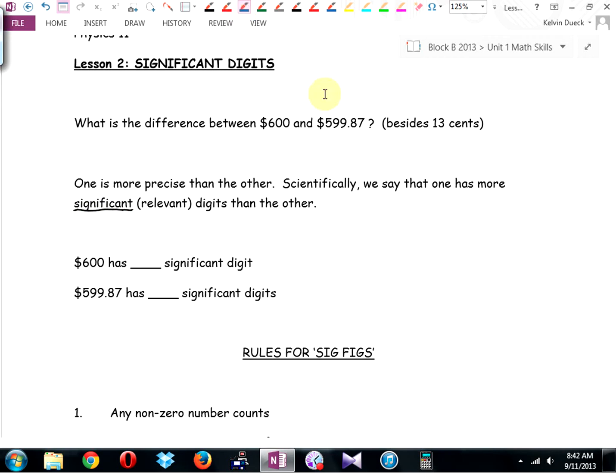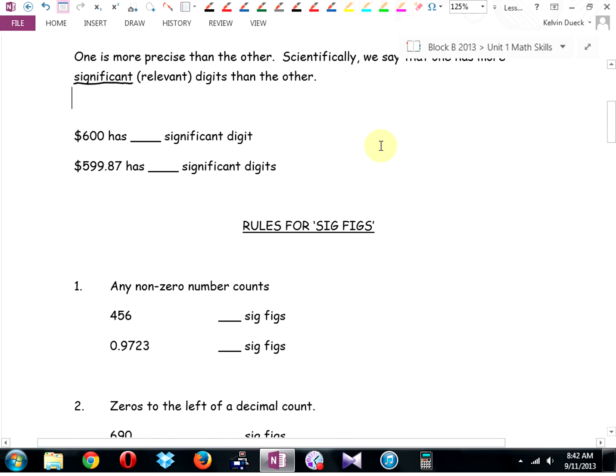And the first thing you're going to have to know how to do is how to count the number of sig figs. And there are rules, but it's much easier for me to do a bunch of examples and have you kind of figure out the rule in your head, and then we'll write it down. 600 has 1 sig fig. $599.87 has 5 sig figs.